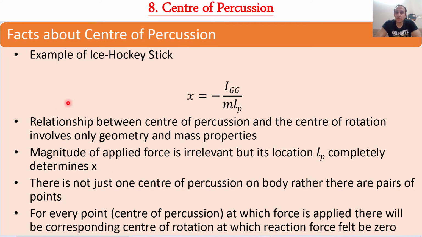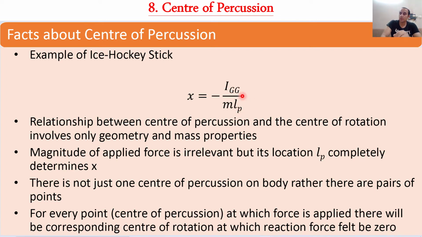So number one, a relationship between center of percussion and the center of rotation involves only geometry and mass properties. You see, there is nothing else in this relation other than the mass, the dimensions, the distance and the mass properties. So this is the relation between the center of percussion and center of rotation. Magnitude of applied force is irrelevant. There is no inclusion of the applied force. F is not mentioned in this expression. What is mentioned is only the distance of the point of application of the force.